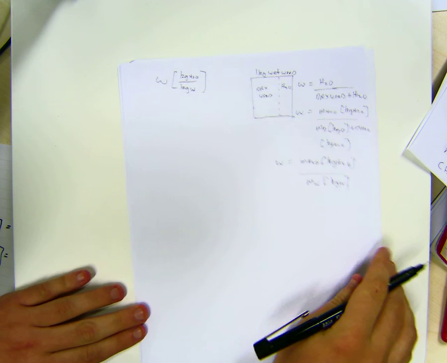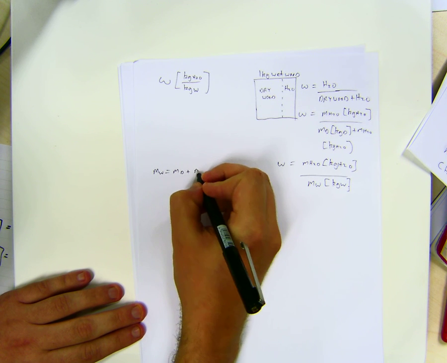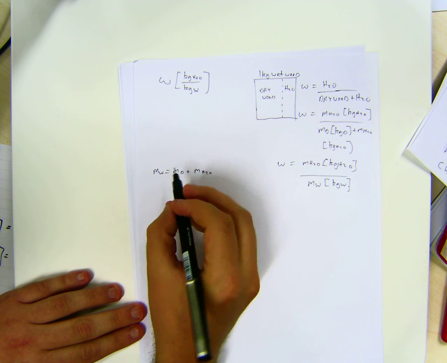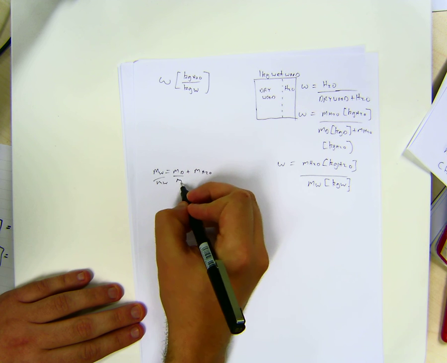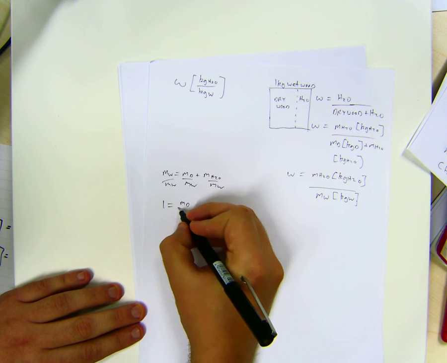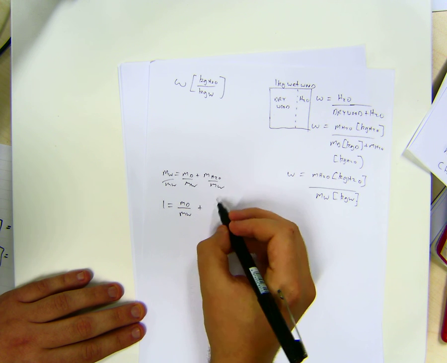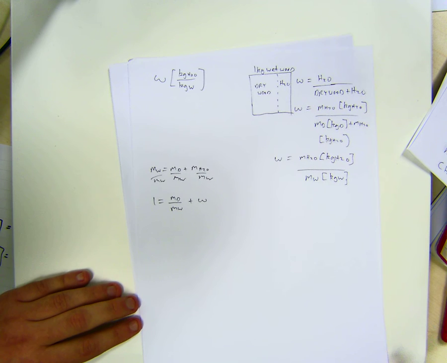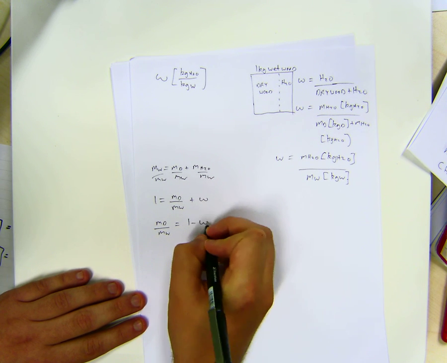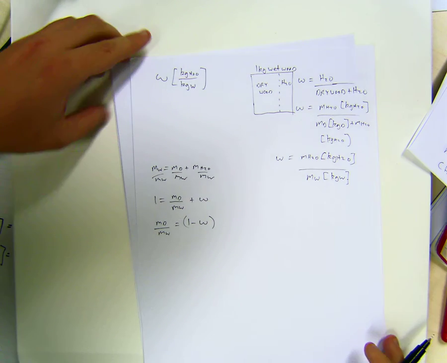So if we know that m of the wet mass is m of the dry mass plus m of the water, and we then divide through everything by m_w, mass of the wet wood, you can see that we get this relationship of the dry mass per wet mass, and this here is the term moisture fraction which we defined earlier. So we now know that the mass of the dry over the mass of the wet is 1 minus w, or it's a complement to the moisture fraction.